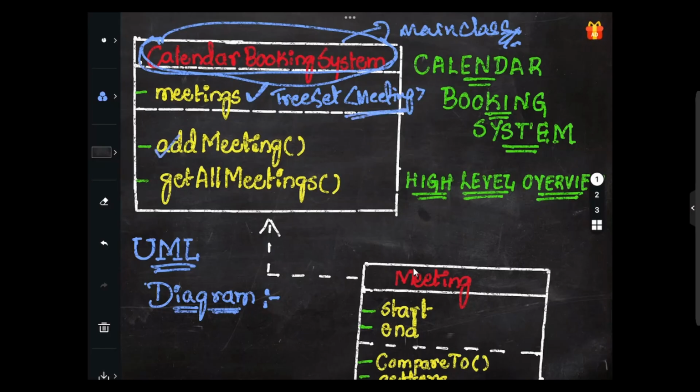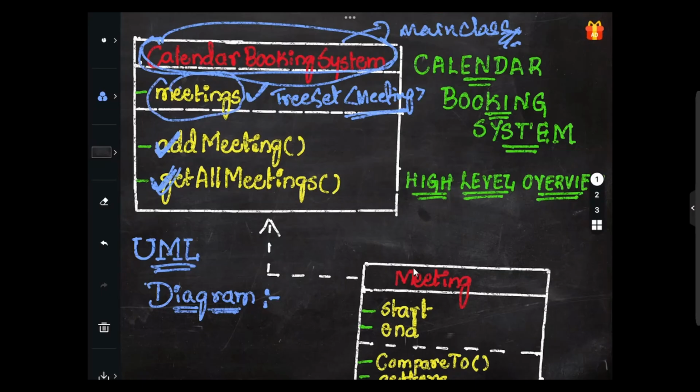So here in this case we have two methods. One is add meeting and the other is get all meetings. Within add meeting we have start and end, which are both of the type integer. For the second one, get all meetings, we will be creating an array list, a list of meeting. These are the two methods we'll be making use of, and this one is an attribute: the meetings attribute within the calendar booking system.